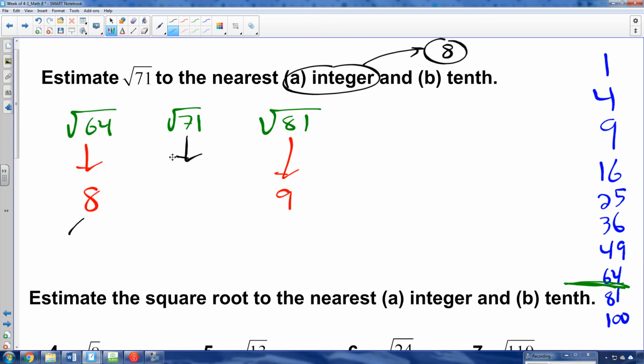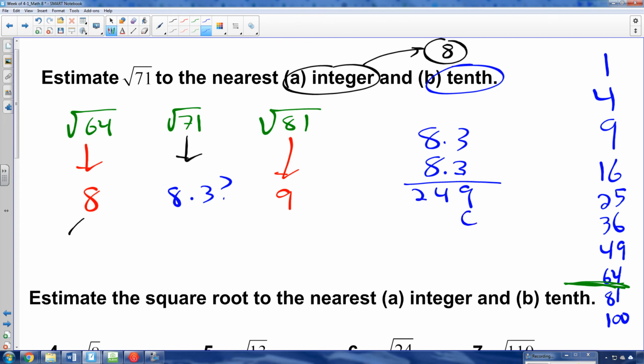So when I round it to the nearest tenth, can you tell me, would you say 8.5 as a guess, 8.3, 8.8, 8.1? What do you want to try? 8.4? Let's try 8.3. It's right in the middle. I'll try 8.3. So if I do 8.3 times 8.3 real quick, I'll just do it out the long way. I get 68.89.